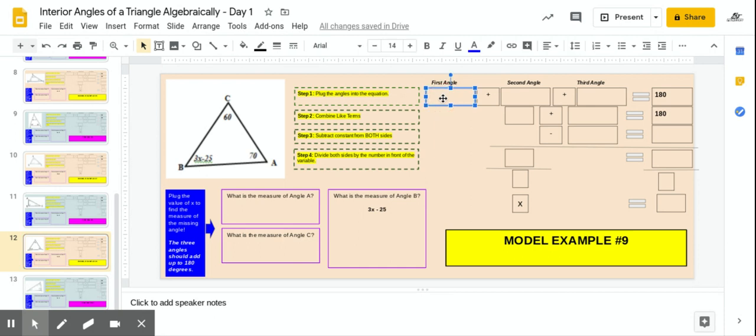So my first angle, I'm going to type in 3x minus 25. Be careful, there's a minus sign. My second angle, I'm going to type in 60. And for my third angle, I'm going to type in 70.